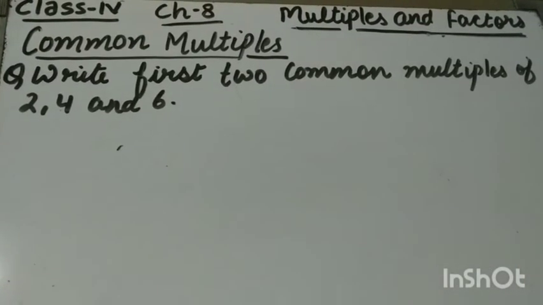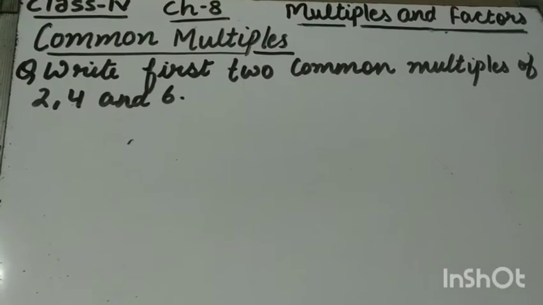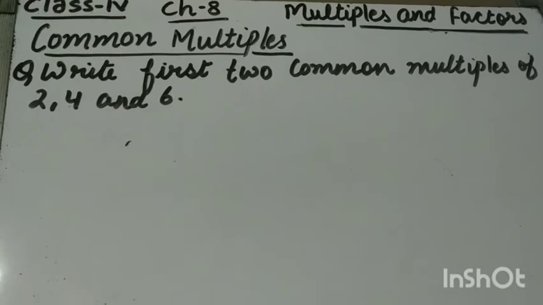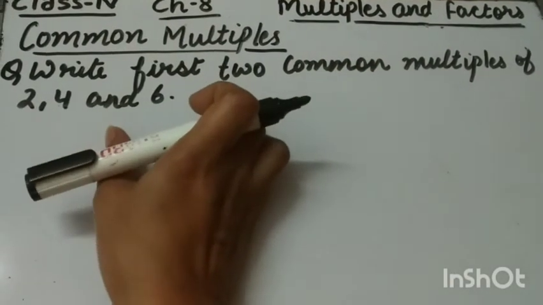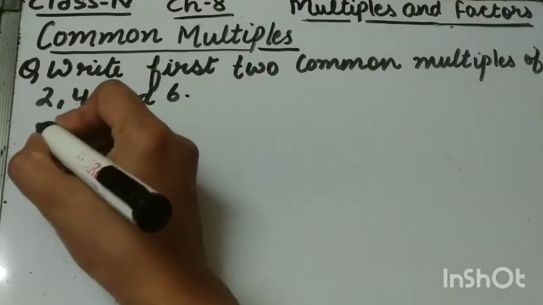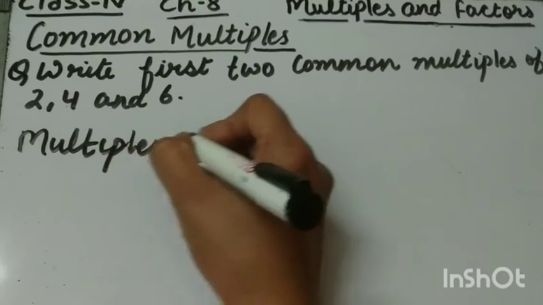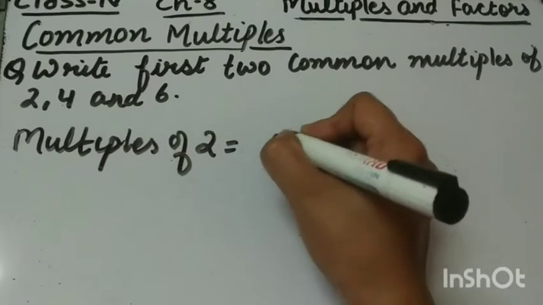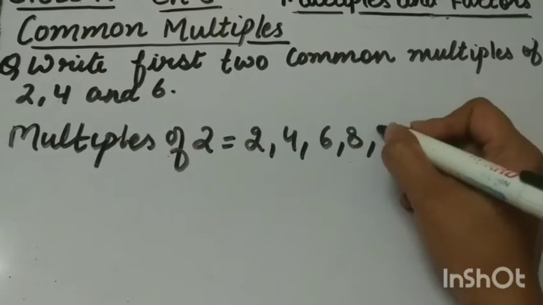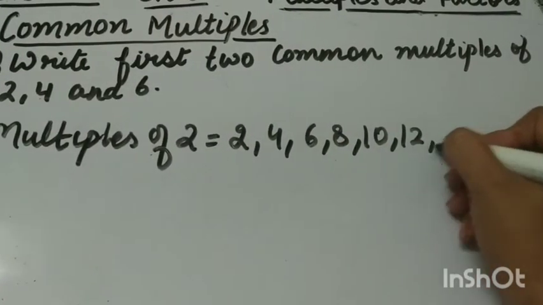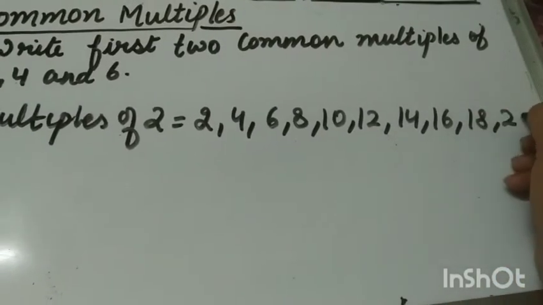Let's take one more example. The question is, write the first 2 common multiples of 2, 4 and 6. We have to write the first 2 common multiples of 2, 4 and 6. So first of all we will write the multiples of 2. Okay, multiples of 2 are 2, 4, 6, 8, 10, 12, 14, 16, 18 and 20.